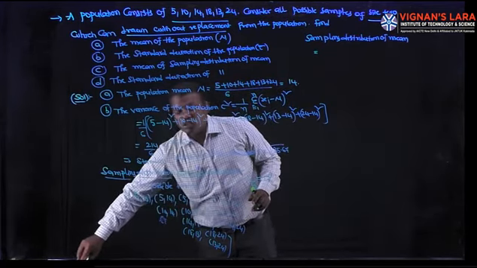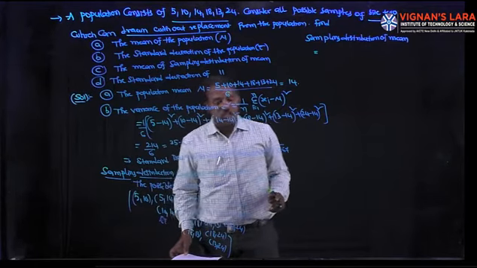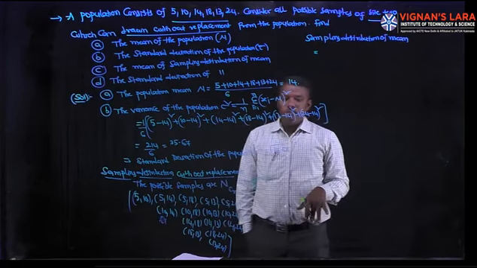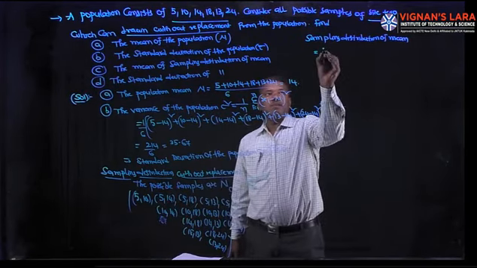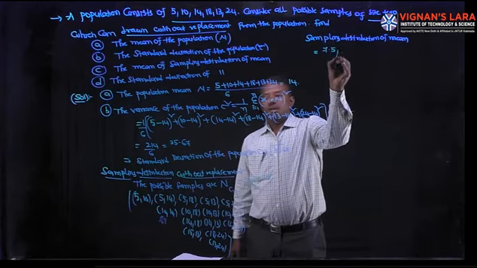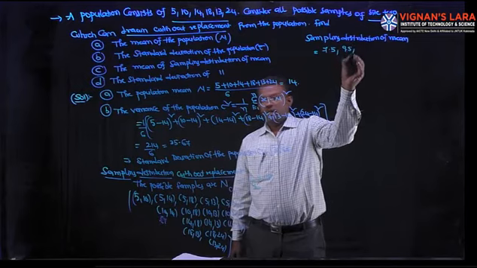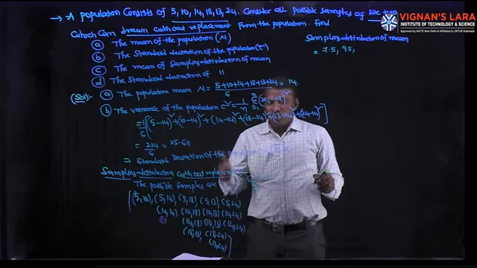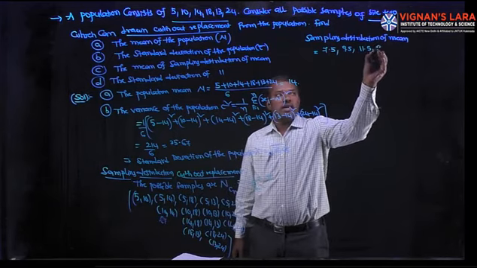Here the samples are 5, 10. For example, the first sample is 5, 10. Its mean: the summation is 15, and the mean is (5 plus 10) by 2, which is 15 by 2, 7.5. Next, 5, 14: 19 by 2, 9.5. 5, 18: 23 by 2, 11.5. Next, 9.